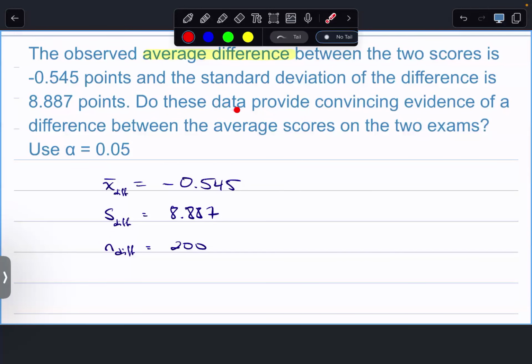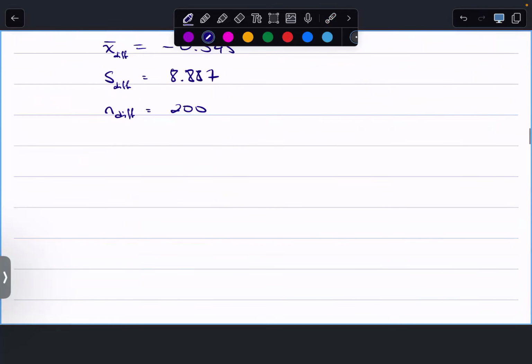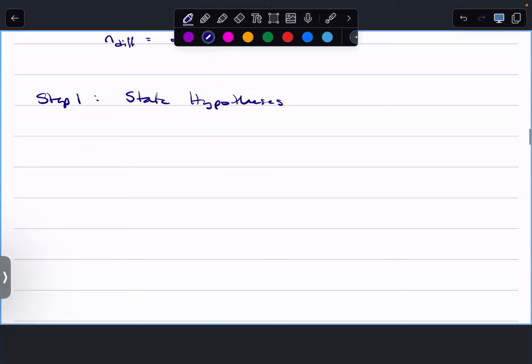Anytime it says, do these data provide convincing evidence? Anytime you need evidence, you have to do a full hypothesis test. So here we go. Step 1, state the hypotheses. You don't have to list the steps. You do have to do all the steps, but you don't have to list them like I do. I list them to show you that we're doing the same thing always. It's up to you. I find that it's helpful.